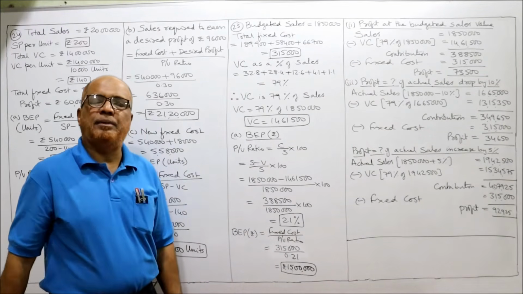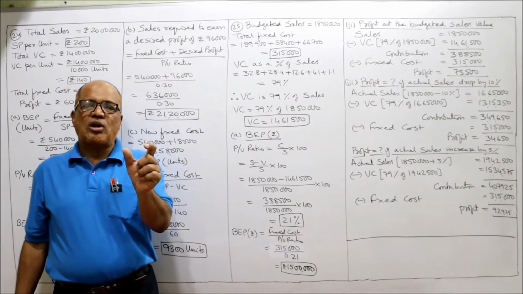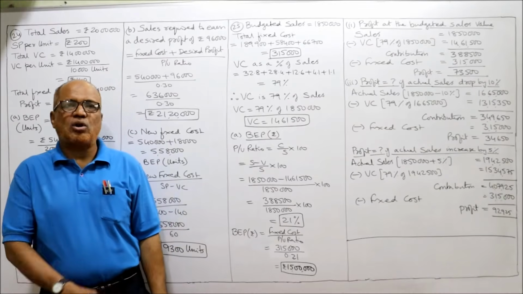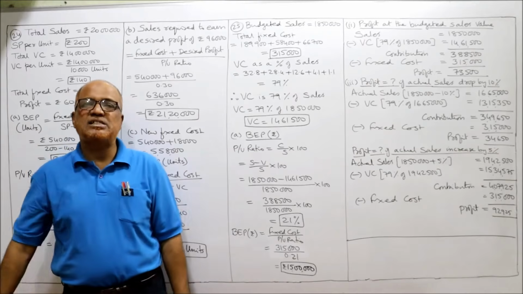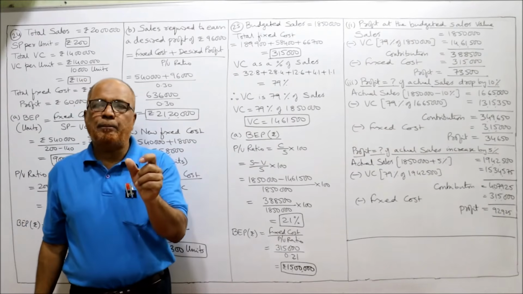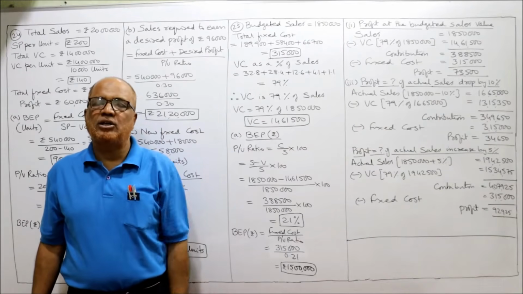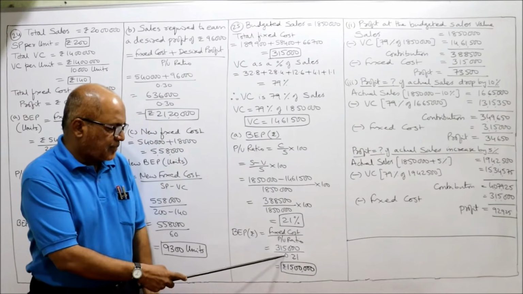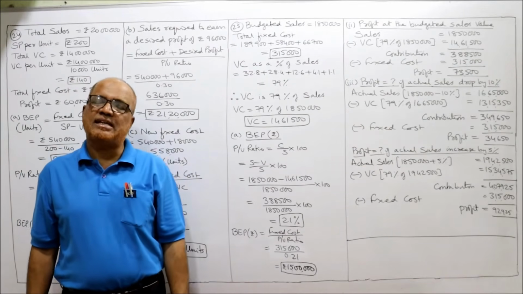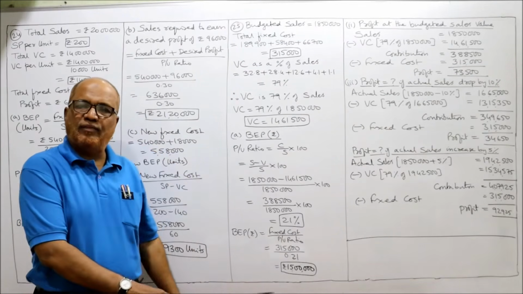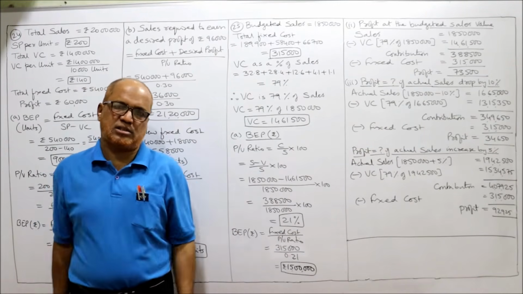Now we can calculate BEP. The formula for BEP in rupees is equal to fixed cost divided by PV ratio. Fixed cost 3,15,000 divided by 0.21, that is 21%. If you convert it into a fraction, 21 by 100, you'll get 0.21. So 15 lakh. One question completed. The break-even sales value is 15 lakh. At 15 lakh rupees of sales, no profit, no loss.